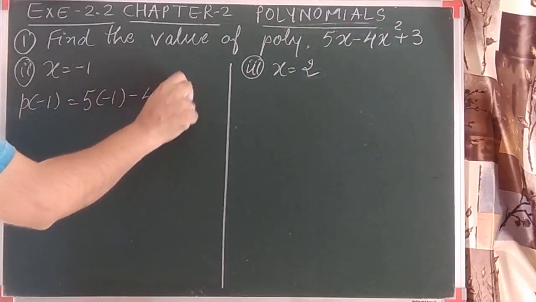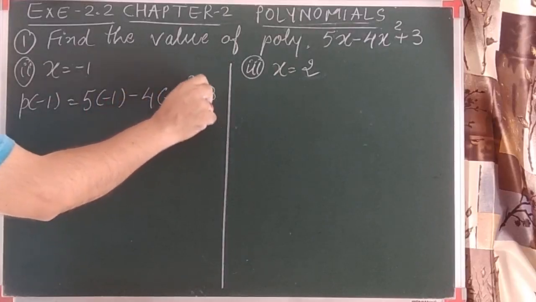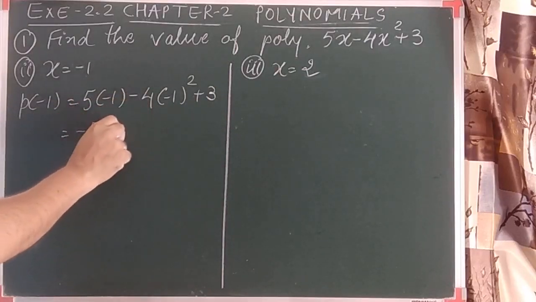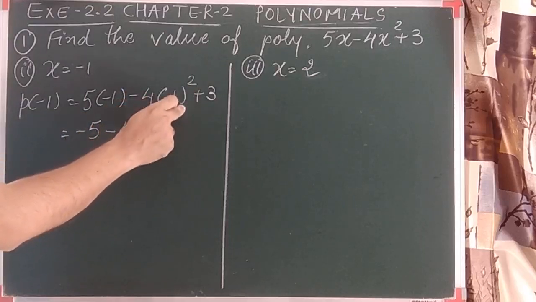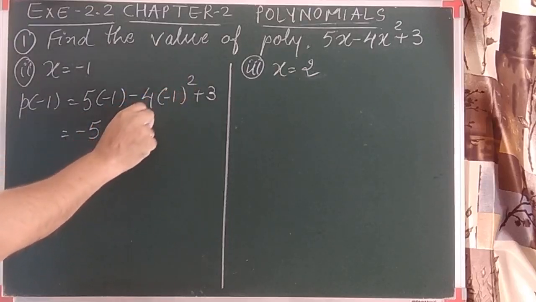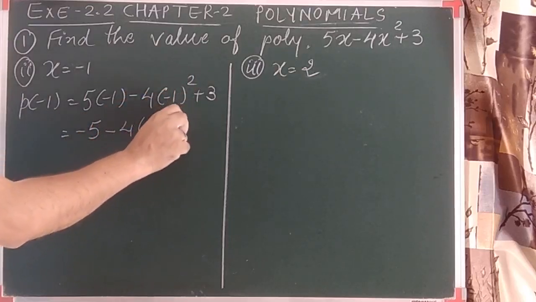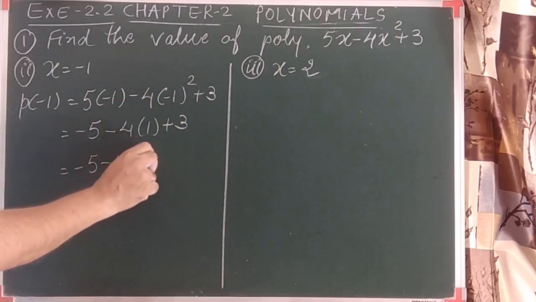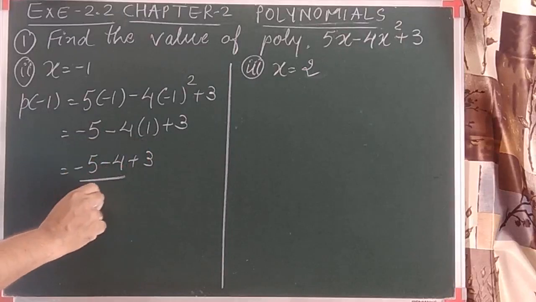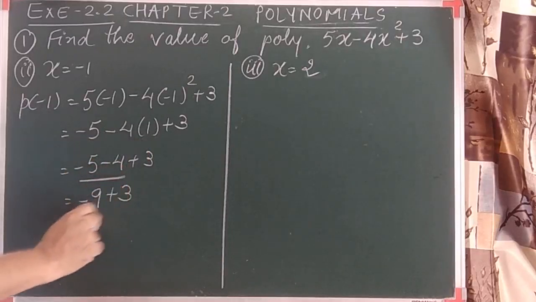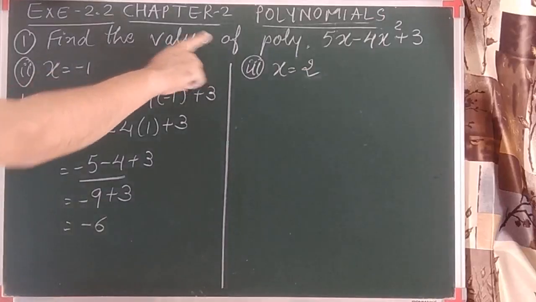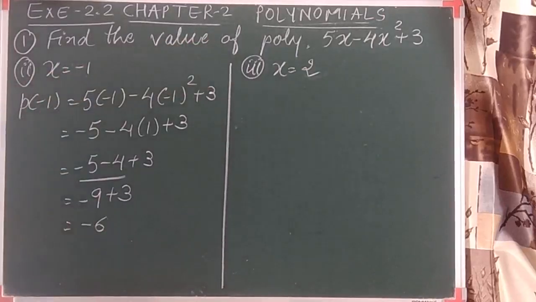Jahan bhi x hai, we have to just substitute minus 1. So 5 times minus 1 is minus 5, and the sign as it is. First we have to remove the power: square of minus 1 is always plus 1. Now minus 5 minus 4 plus 3. These both have equal signs, so it must be addition, and the answer is minus 6. So the value of this polynomial when the x is minus 1 is minus 6.